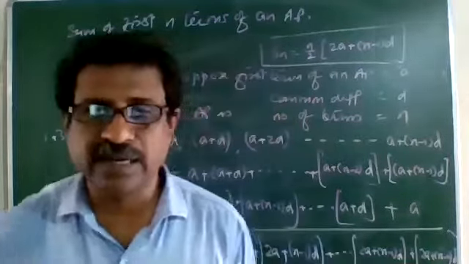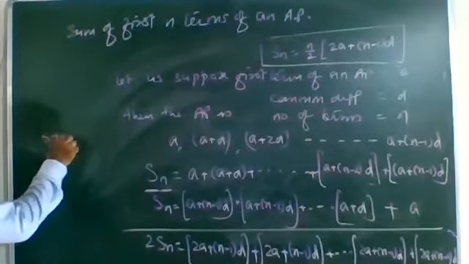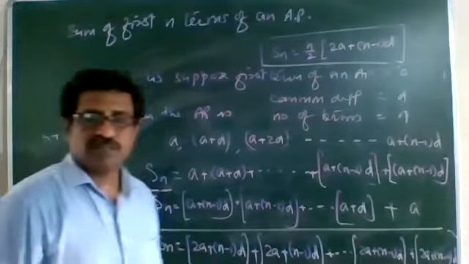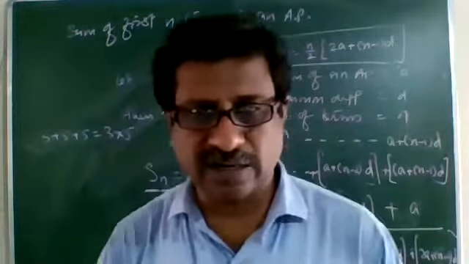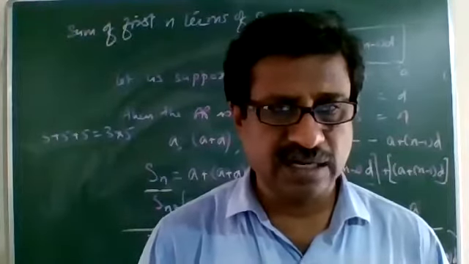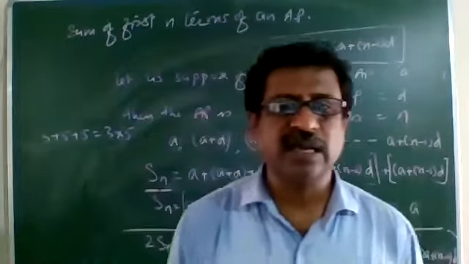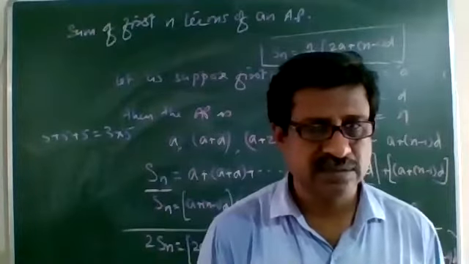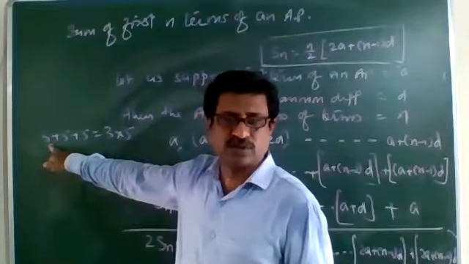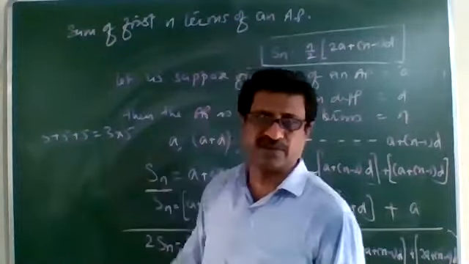And if you are adding a number n times, suppose you are adding 5, 3 times, 5 plus 5 plus 5, this can be just 3 times 5. Even if you got a bundle of 100 rupees notes, if you want to count it, you're counting 100 plus 100 plus 100, or just counting the number of notes you got, and at last you multiply this by 100. Similarly, 3 notes of 5 rupees, you count the number of notes into 5, 5 into 3, 15.